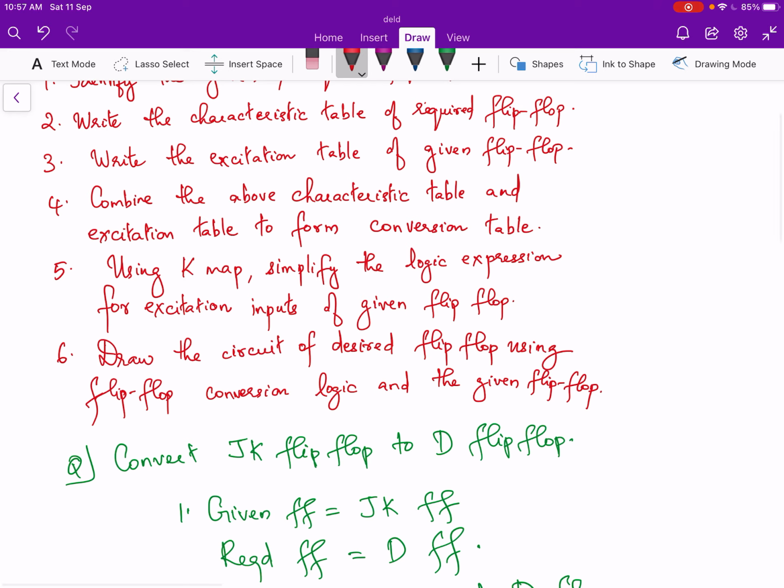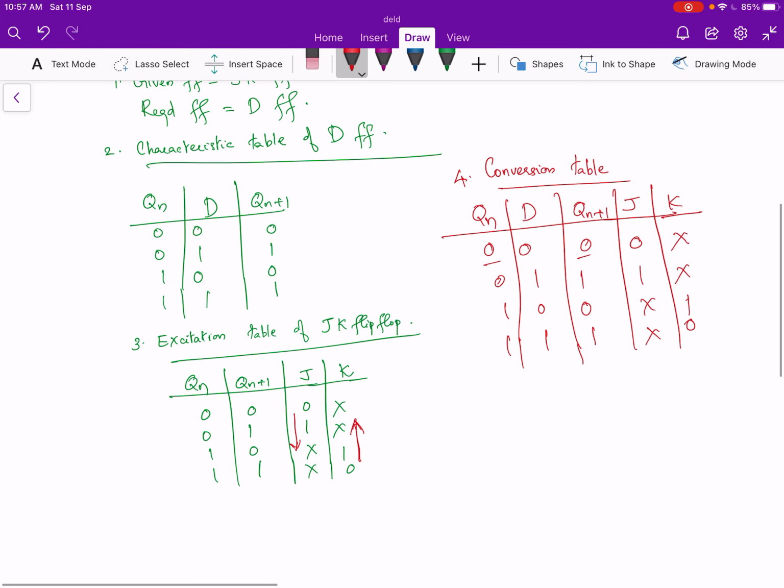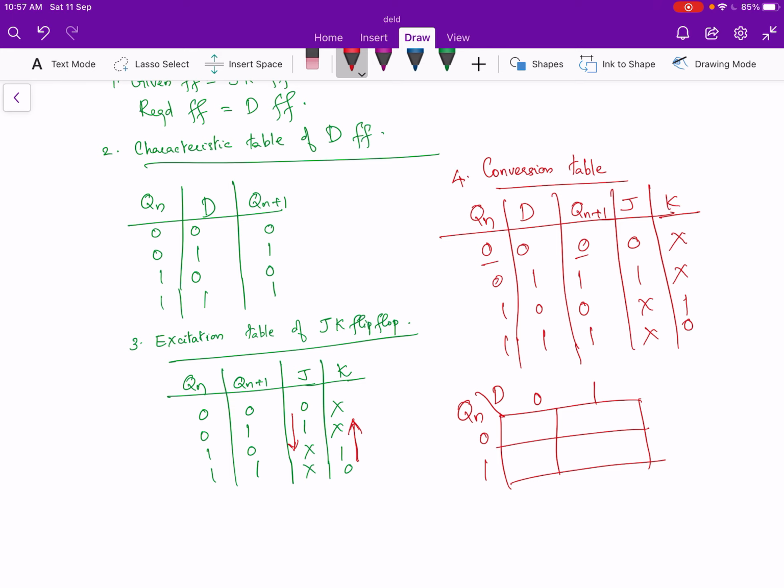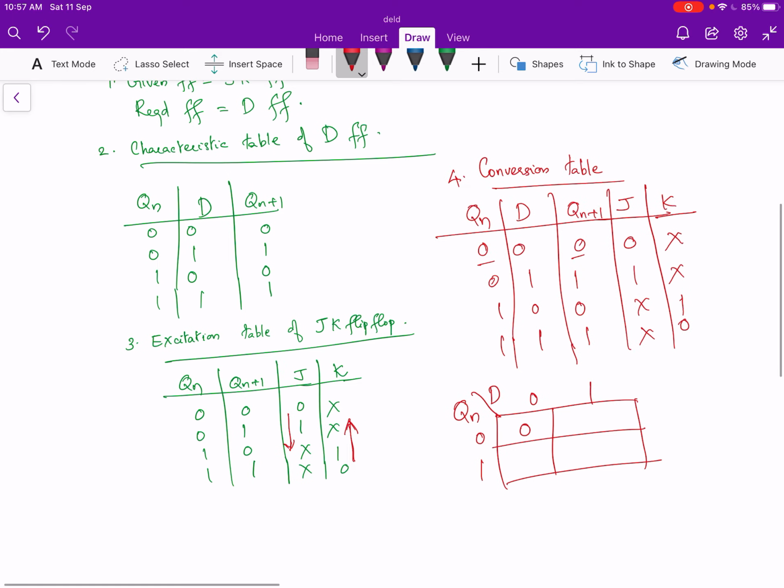Now the fifth step, that is, using K-map, simplify the logic expression for the excitation inputs of the given flip-flop. So the given flip-flop is JK flip-flop. So now by using K-map, we have to obtain the simplified logic expression for J and K. So we can draw the K-map for J. So there are 4 combinations of inputs, Qn and D. So this is 0, 1, 0, 1. So corresponding to 0 0, J is 0, 0 1, J is 1, 1 0, it is don't care, and 1 1, it is don't care.